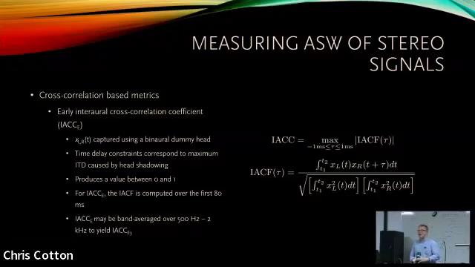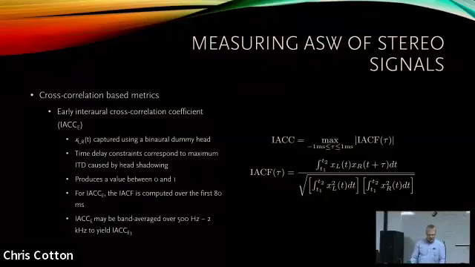But it's only valid between phase shifts tau of plus or minus 1 millisecond, which corresponds to roughly the maximum interaural time delay as a result of head shadowing. Just like ICCC, it produces a value between 0 and 1. And it's often band averaged over 500 hertz to 2 kilohertz. This is because, as we'll see a little bit later, human perception of ASW is actually an inherently band limited process.